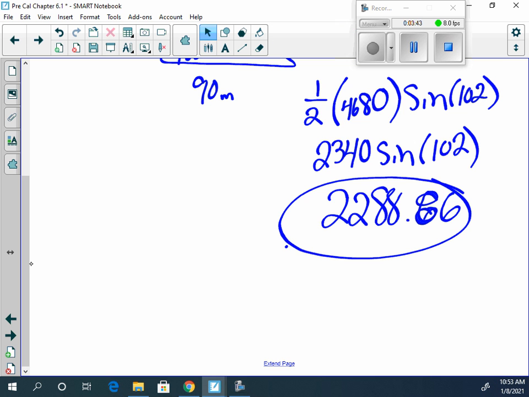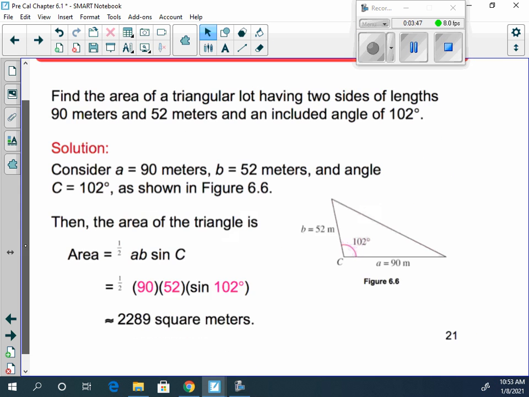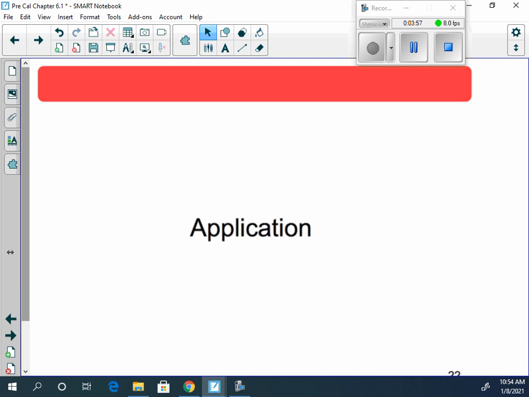Questions on this here? That's it. It's plugging in. 1/2 of 90 times 52 times sine of 102, so 2,288.686, which we got. I just rounded a little bit further. That's it.